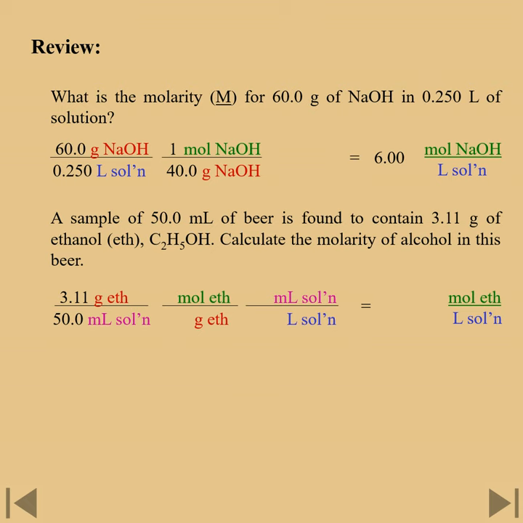For the numbers, there's the formula. 2 carbons, each at 12.0 grams per mole, 6 hydrogens at 1.0 grams per mole, and 1 oxygen at 16.0 grams per mole, which adds up to 46.0 grams per each mole of ethanol. And 1 milliliter is 10 to the negative third liters, a base 10 number still going with the base unit. And 3.11, divide 50, divide 46, divide 10 to the negative third, and I come up with a 1.35 molar solution.